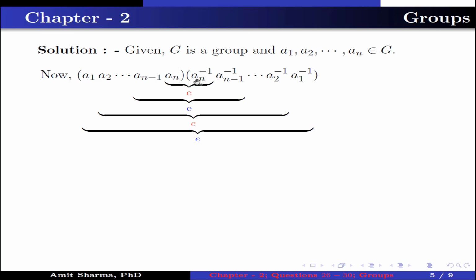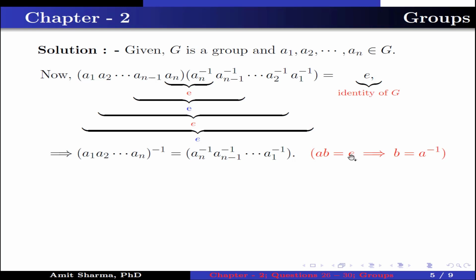Now, An into An inverse is identity. In the same way, An minus 1 into An minus 1 inverse becomes identity, and so on. A2 into A2 inverse becomes identity. In the same way, A1 into A1 inverse becomes identity. This implies this whole product is identity. This implies (A1, A2 up to An) whole inverse is equal to An inverse, An minus 1 inverse up to A1 inverse. Why is it so? Because if A into B is equal to identity, this implies B is equal to A inverse.